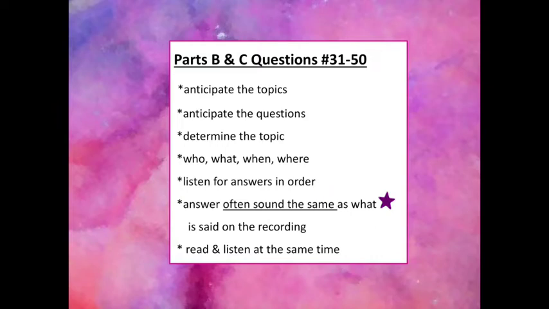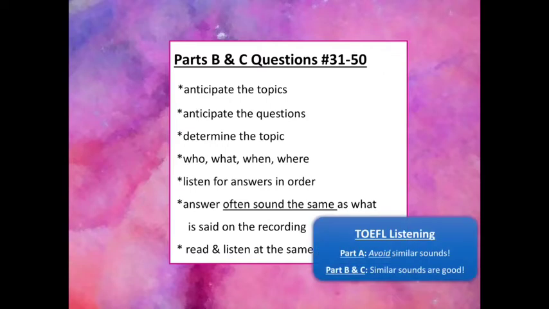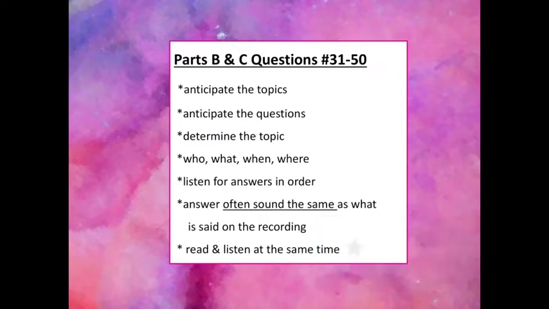And remember, for parts B and C, answers often sound the same as what is said on the recording. For part A, you need to avoid similar sounds. But for part B and C, similar sounds are good. Finally, you should read the answers and listen at the same time, because this is a timed test and you do not have unlimited time.